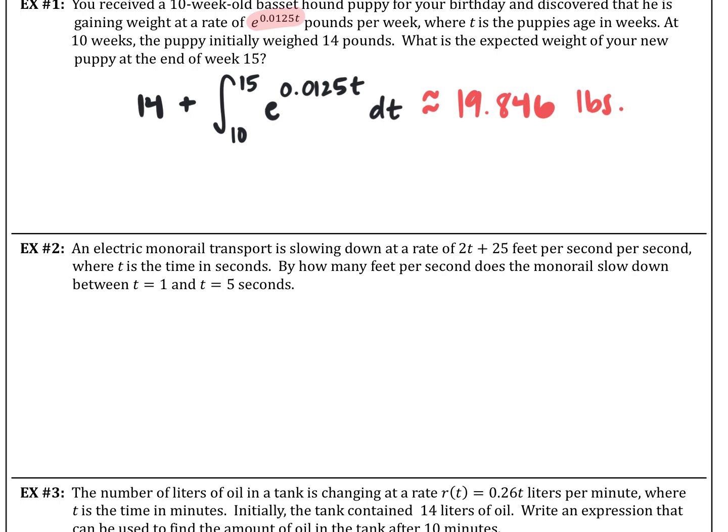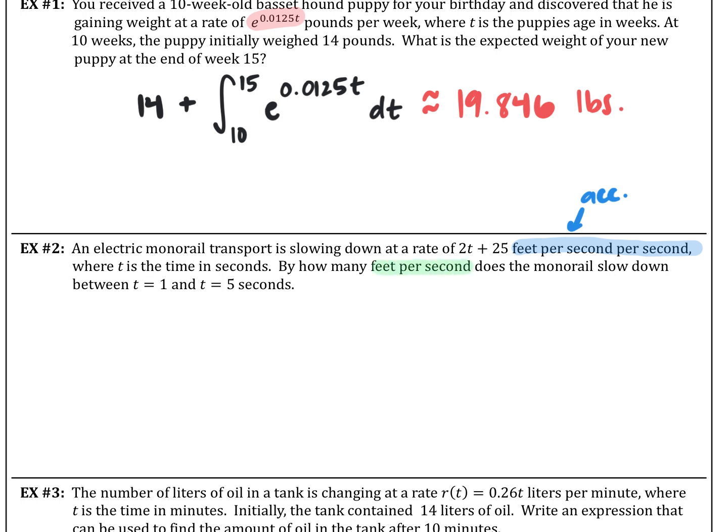This next one says we've got an electric monorail system that is slowing down at a rate of 2t plus 25 feet per second per second. What does feet per second per second tell you? Acceleration, very good. t is in time, seconds. How many feet per second does the monorail slow down between t equals 1 and t equals 5?